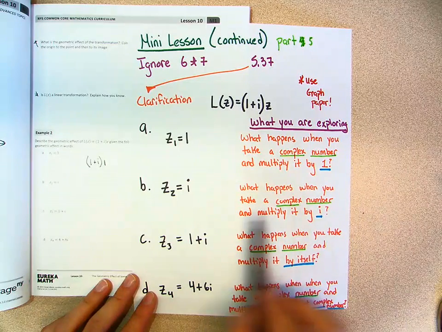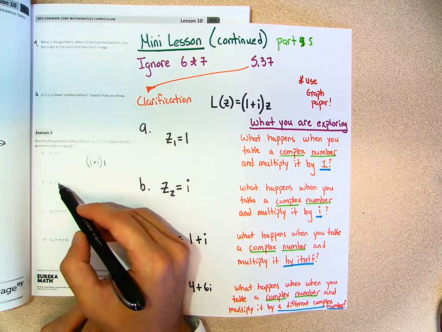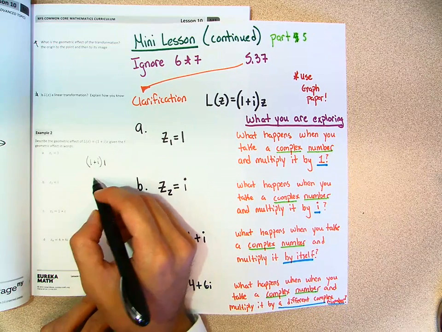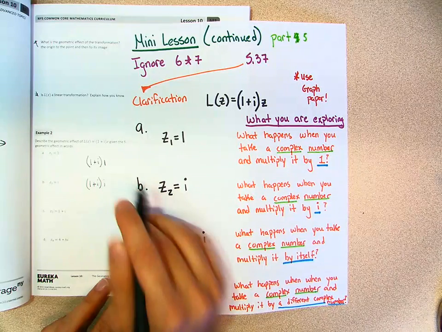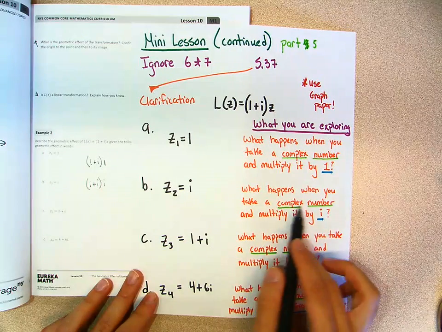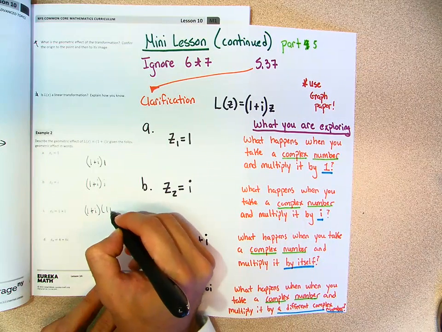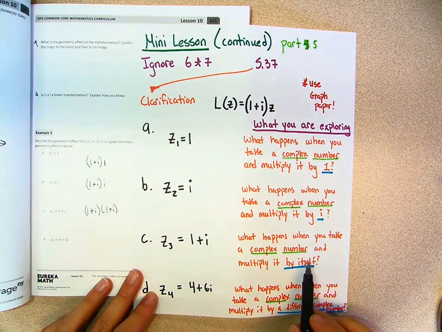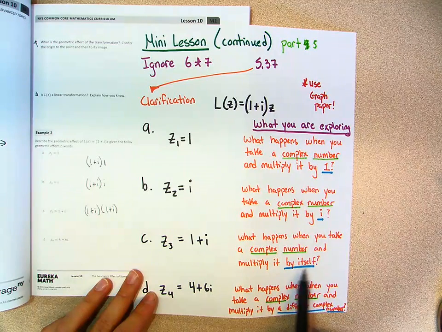For the next part, what happens when you take a complex number? You see, you're putting this i in for this z. What is 1 plus i times i? Geometrically, what is happening here? If I have 1 plus i times 1 plus i, what happens when you take a complex number and multiply it by itself? What is geometrically happening?